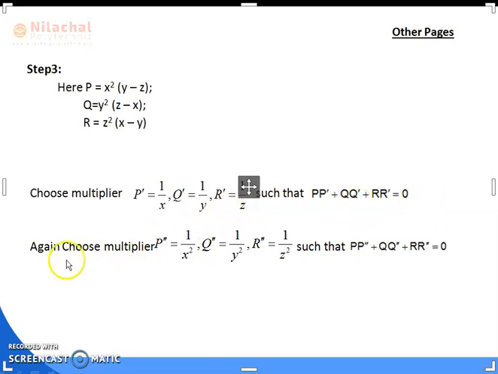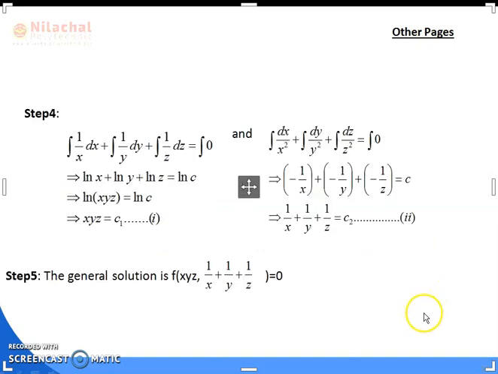Okay, and another multiplier is p double dash equal to 1 by x square, q double dash equals 1 by y square, r double dash equals 1 by z square, such that p double dash plus q double dash plus r double dash equals 0. Then if p dash plus q dash plus r dash equals 0, we can write integration of p dash dx plus integration of q dash dy plus integration of r dash dz equal to integration of the right hand side. Okay, that can be integrated, we say.